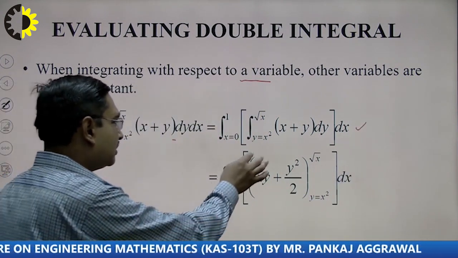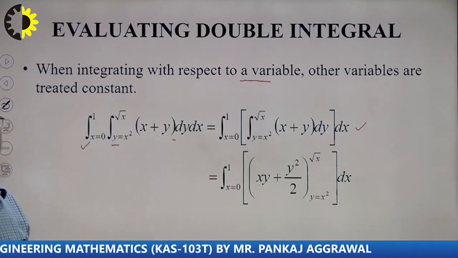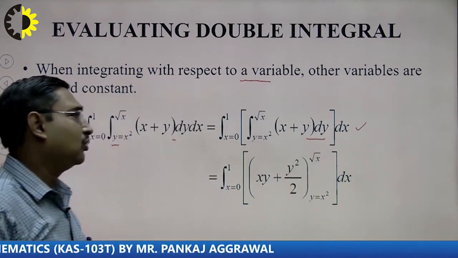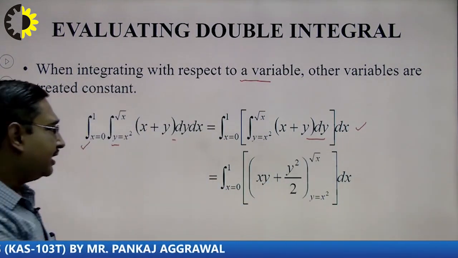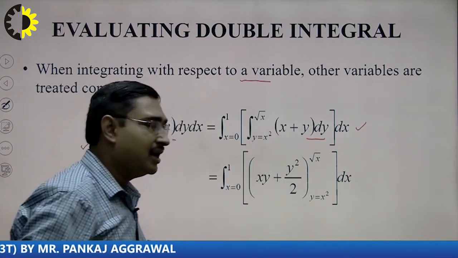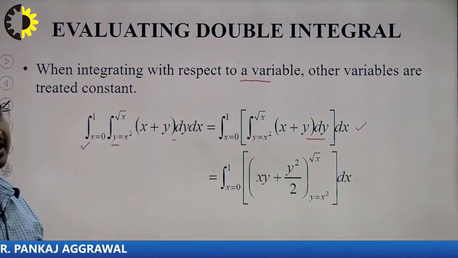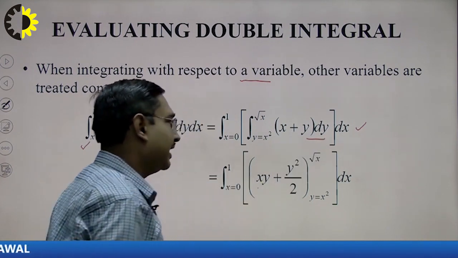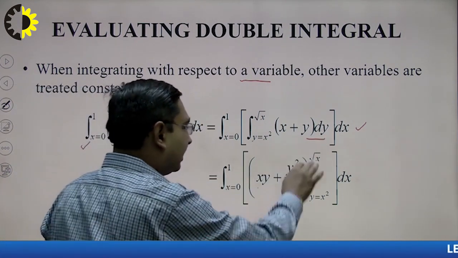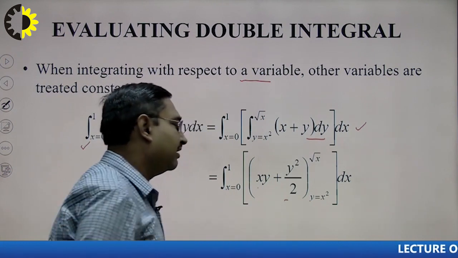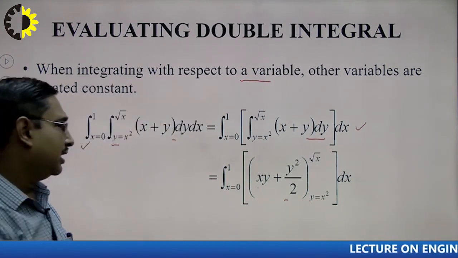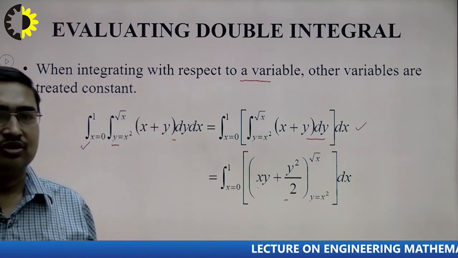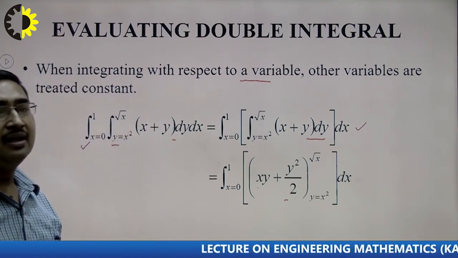In the previous slide, we have seen that this can be written in this form. Now, because limits of y are occurring inside, therefore we shall integrate with respect to y first, and during this integration x will be treated as constant. So, this x dy will become xy. This y on integration will give y square upon 2. Applying limits of y, we will get our integration in terms of x, and that can be evaluated easily.